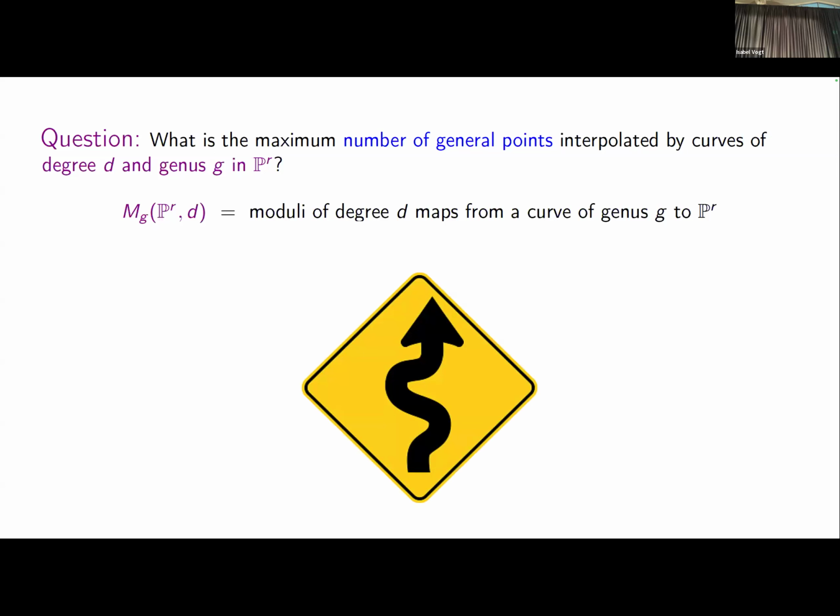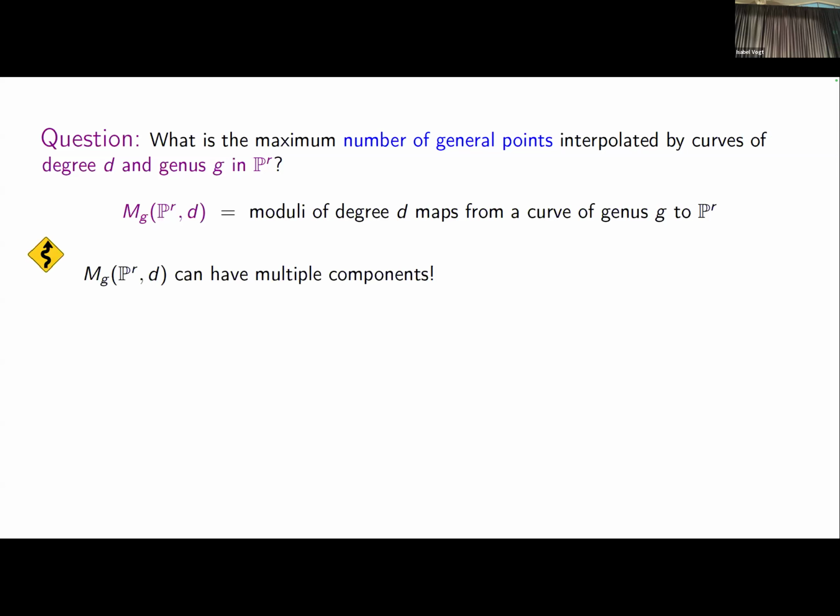So why danger? Well, this space can have multiple components. And all of those examples I showed you in the plane, they were irreducible moduli spaces. I haven't chosen the correct discrete invariants, G, R, and D, or I haven't chosen fine enough discrete invariants if I'm getting some moduli space that has many components. Because why should I even expect that the number of general points is the same on these different components? It very well may not be, and we have examples where it's not.